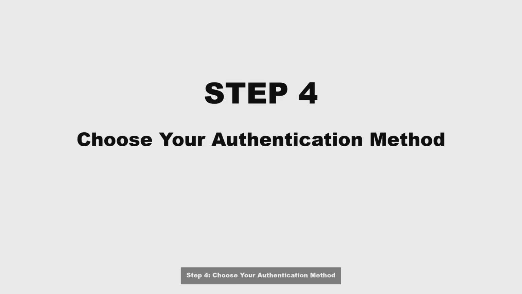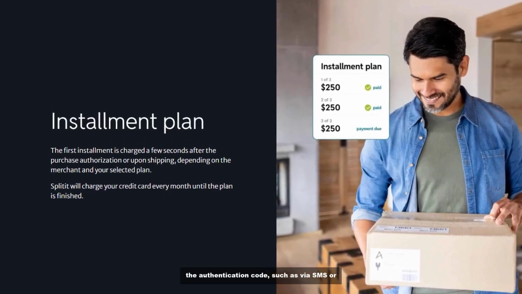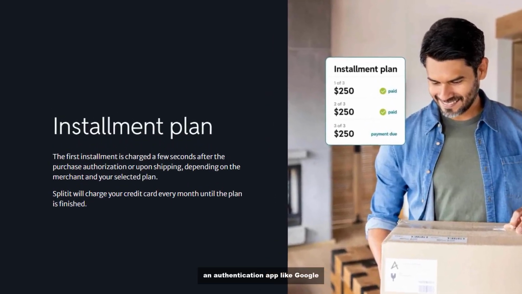Step 4. Choose your authentication method. Select your preferred method for receiving the authentication code, such as via SMS or an authentication app like Google Authenticator.